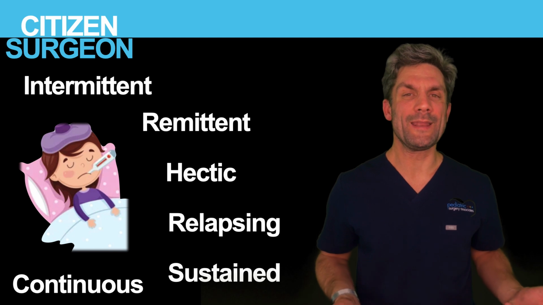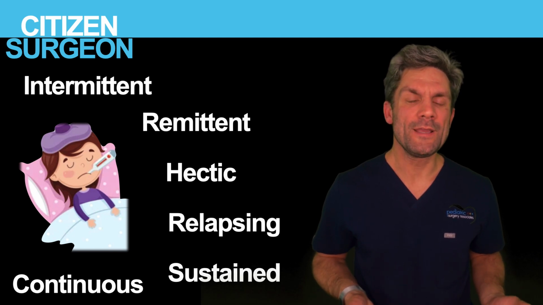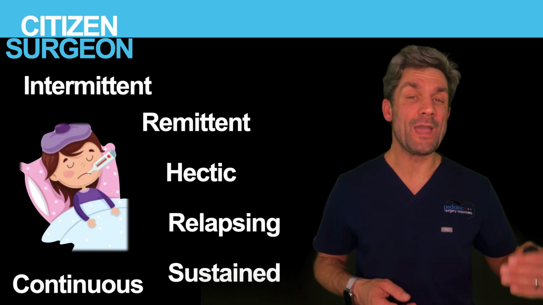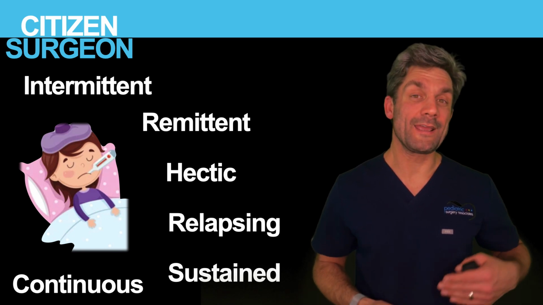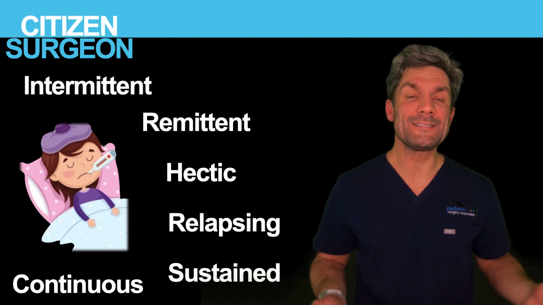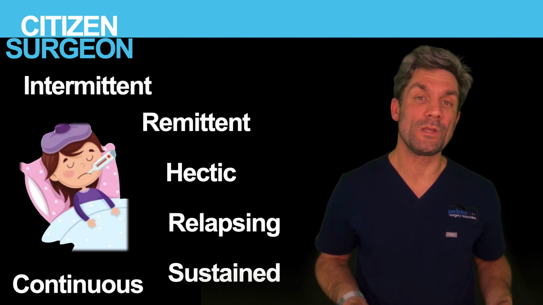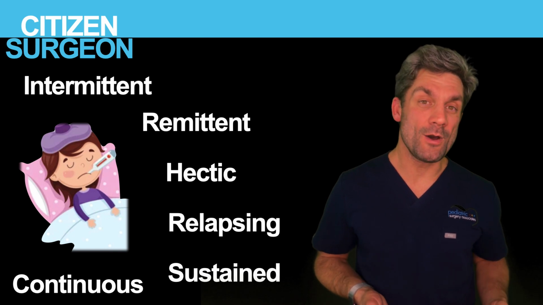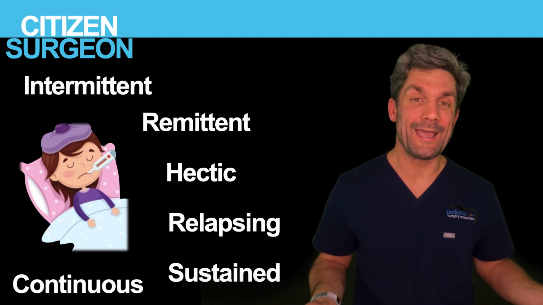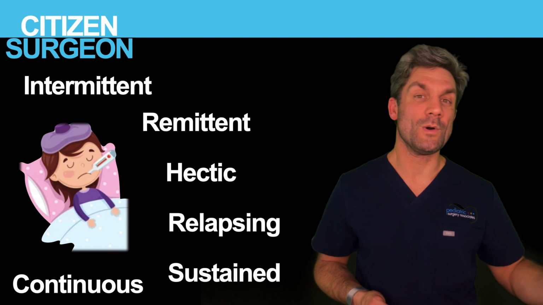So what's an intermittent fever? An intermittent fever is when the temperature is elevated and you have a fever and it falls back to normal, and then it comes back. You can see this within an intra-abdominal abscess where you'll have a fever, it'll go up to 102, come back down to 98.6, 99, and then pop back up to 102.